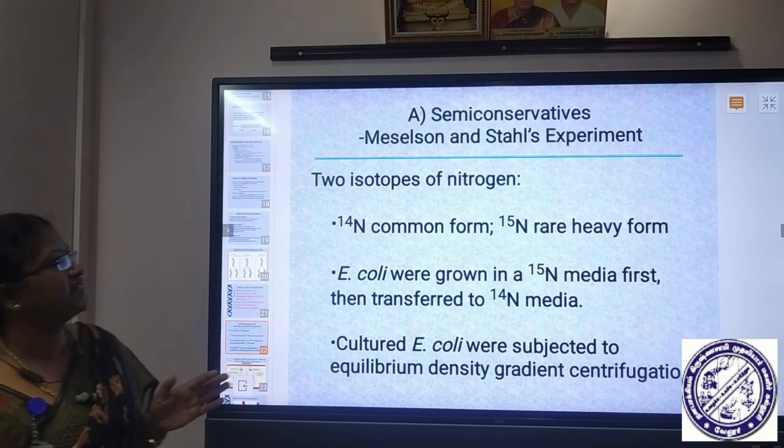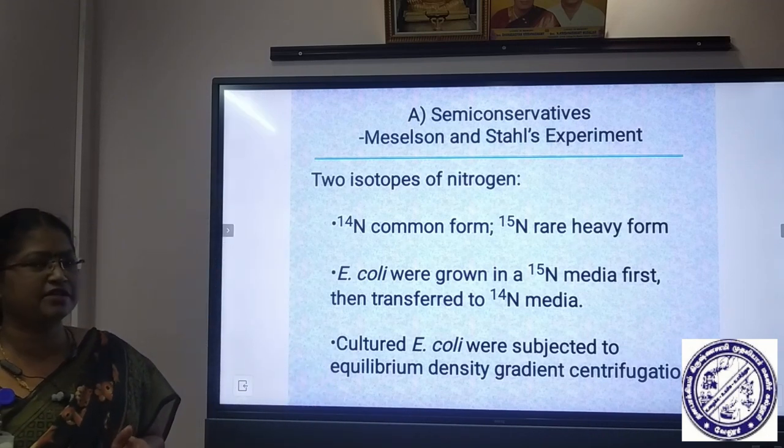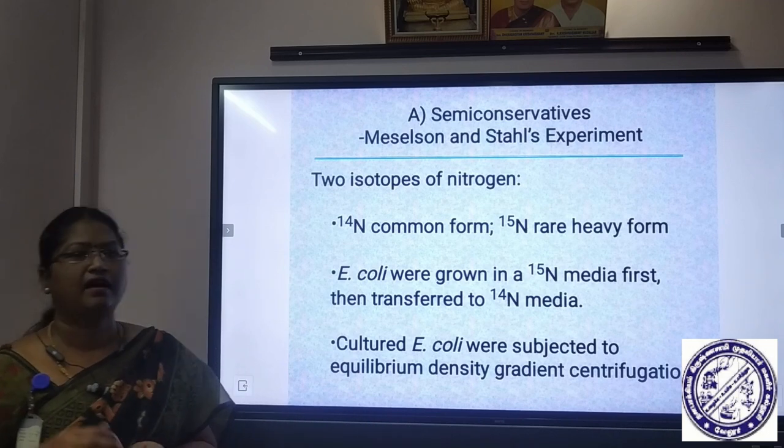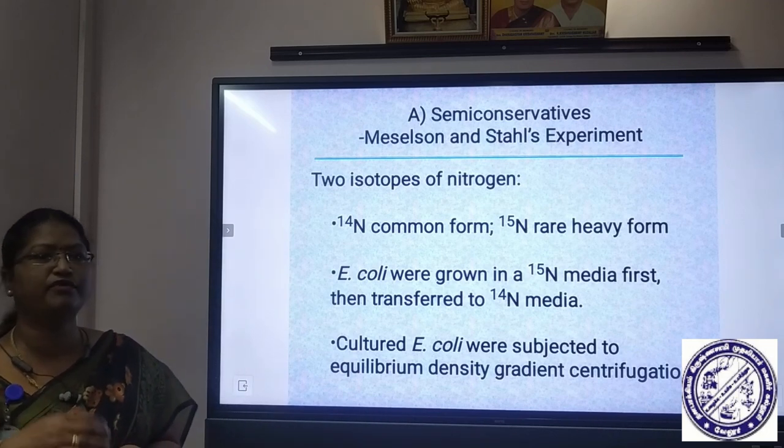So first we'll see semi-conservative. Replication will always proceed in the manner of semi-conservative. Semi-conservative means that in the template strand, one strand acts as a template for the synthesis of a new strand.